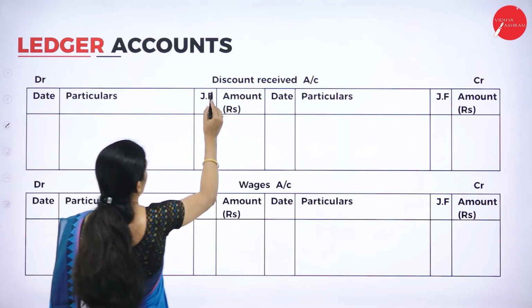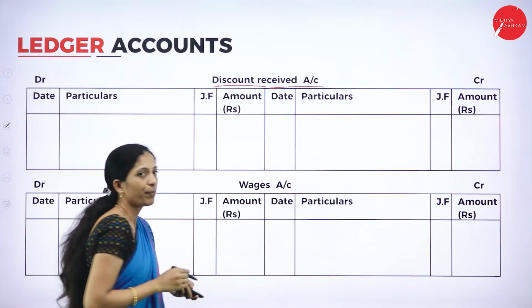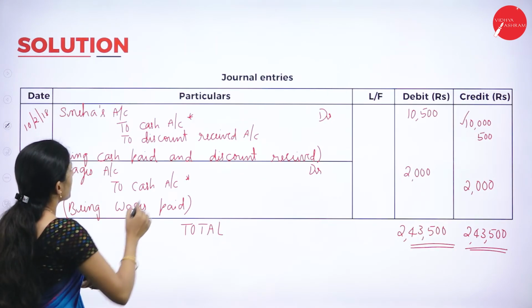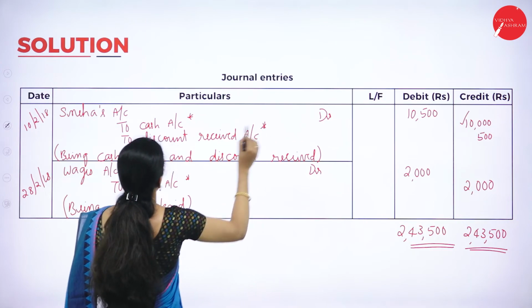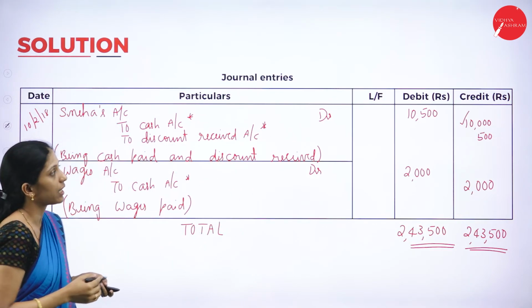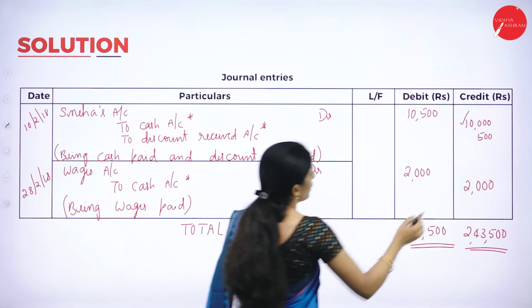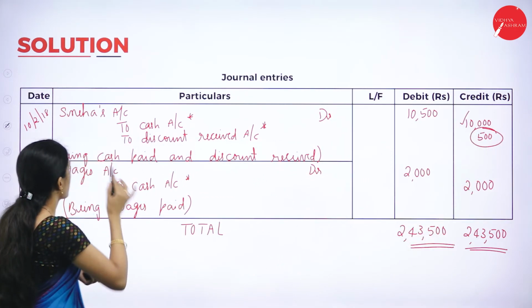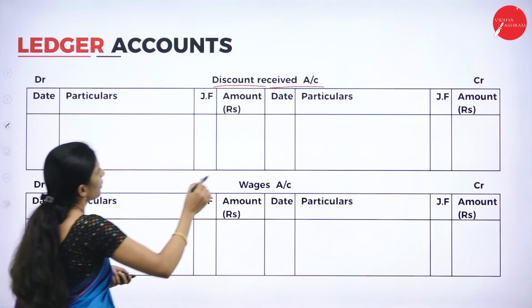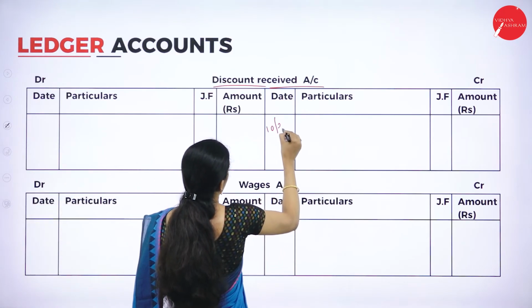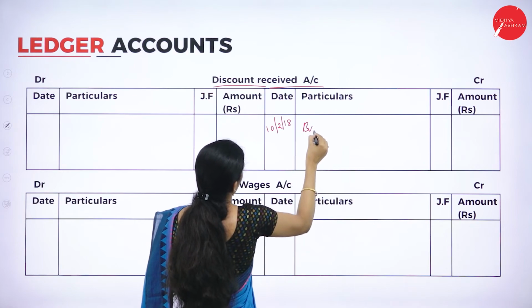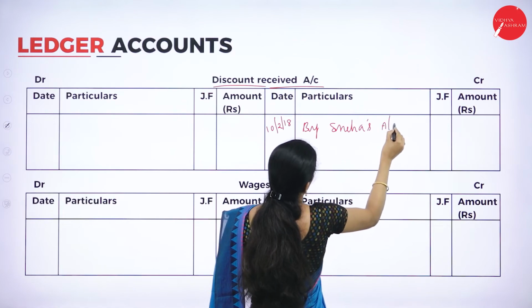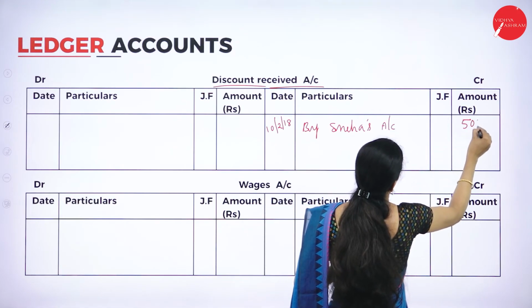Now coming to the next account, that is the discount received account. How are we going to prepare it? Go through your journal entry. We have discount received here. How do you write? By Sneha's account, and what is the discount received? We are going to take this amount, that is 500. So by Sneha's account 500. Here we will write it in the credit side: 10/2/2018, by Sneha's account, and the discount is 500.